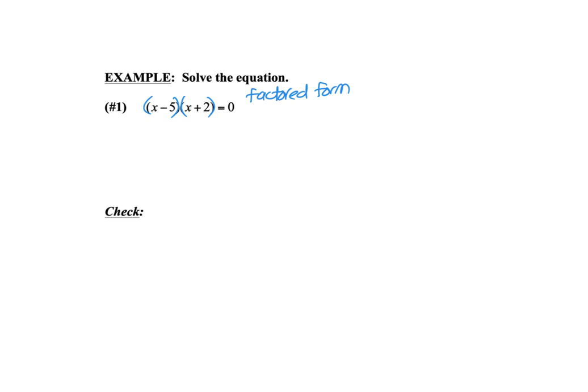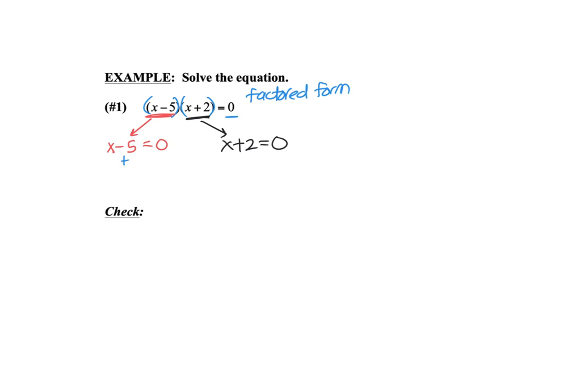So factored form really means that I have two things that are going to multiply and my answer is going to be 0. So either one of two things has to be true. Either x minus 5 must be equal to 0, or x plus 2 must be equal to 0. And so when it's in factored form, I literally am just going to split those two things up, and I'm going to say, well, let's solve those then.